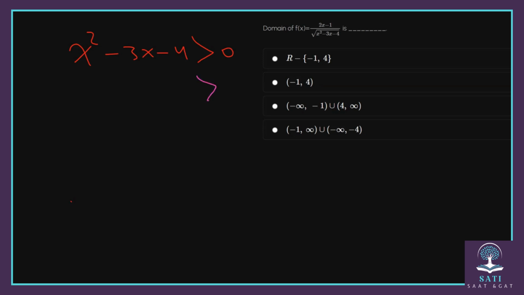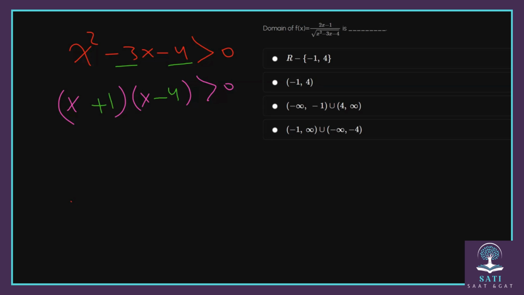So what we do now is factorize this quadratic expression. I'll get x and x. Then two numbers that, when you multiply them, give negative 4, and when you add them, give negative 3. They are negative 4 and positive 1, because 1 times negative 4 is negative 4, and when you add them you get negative 3.